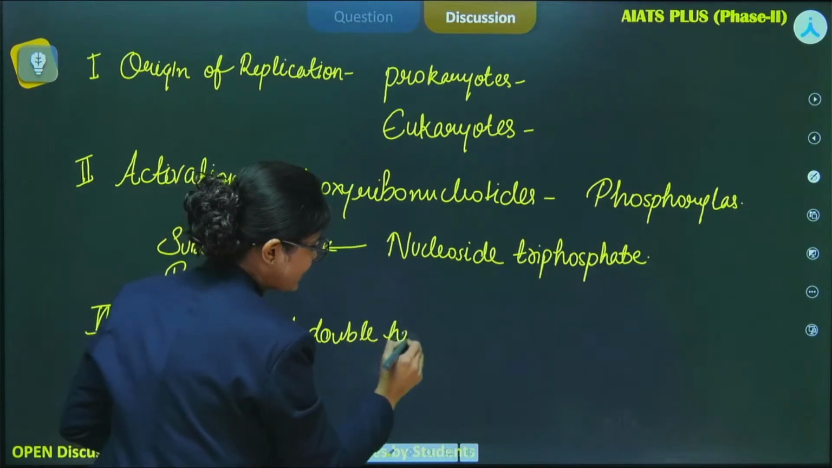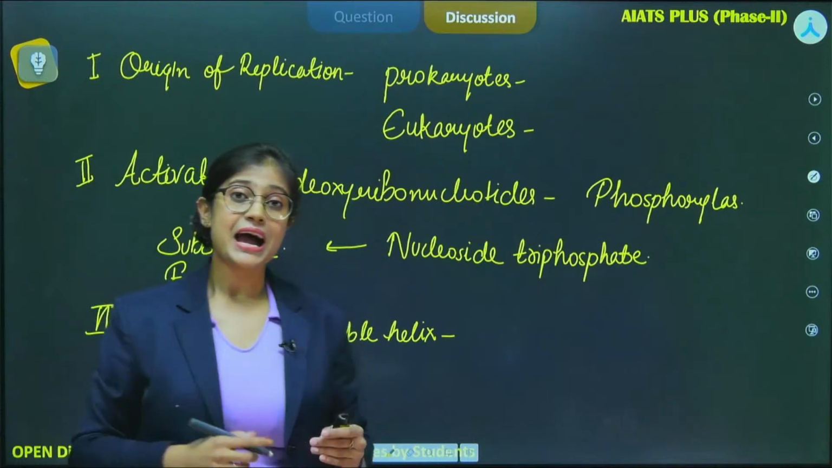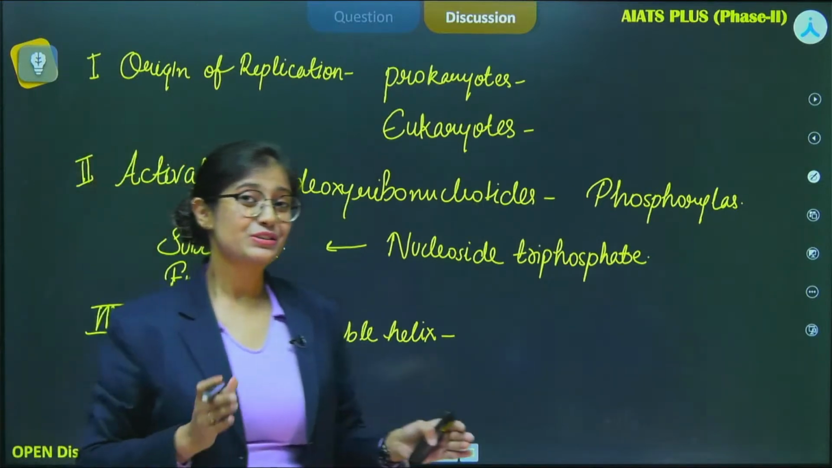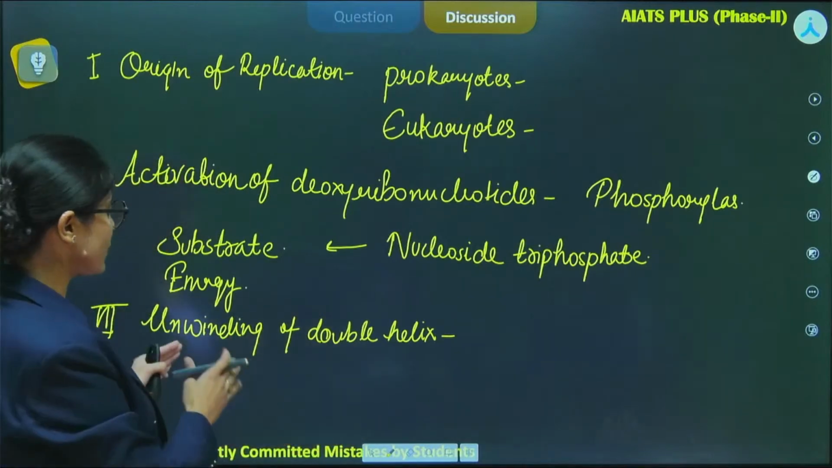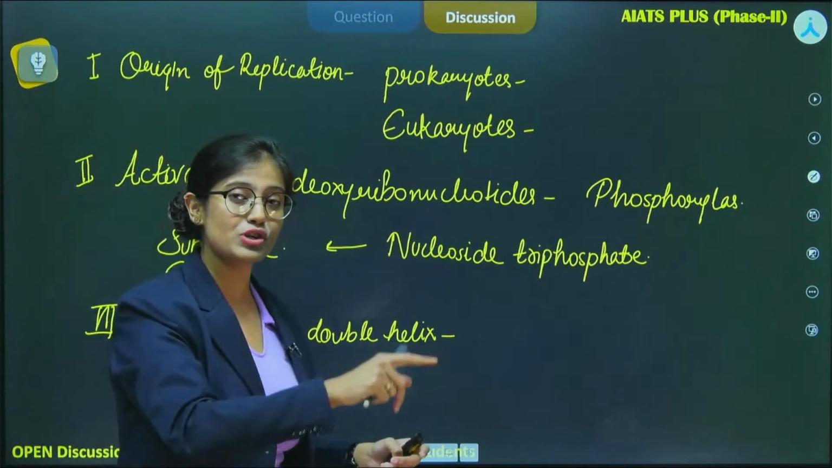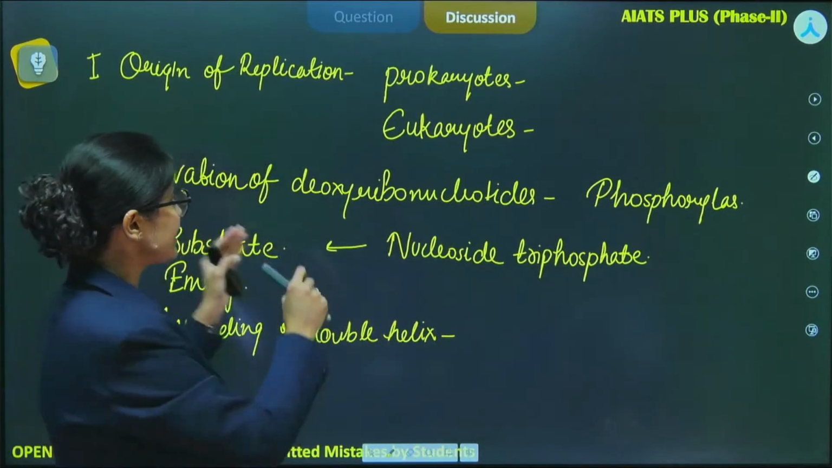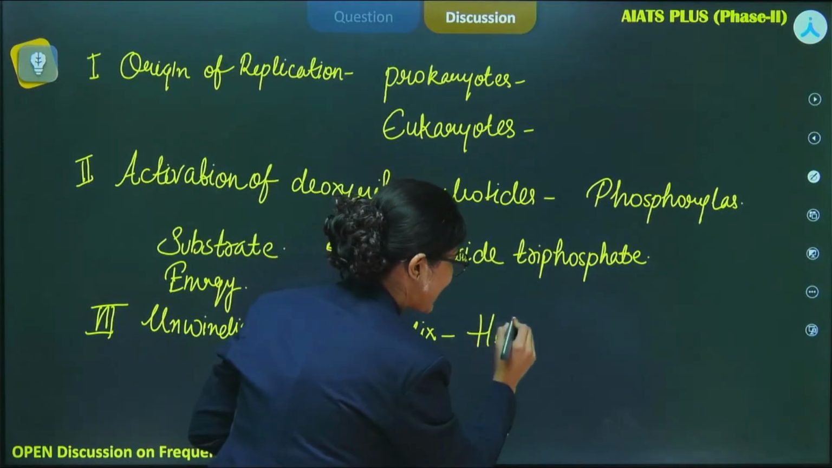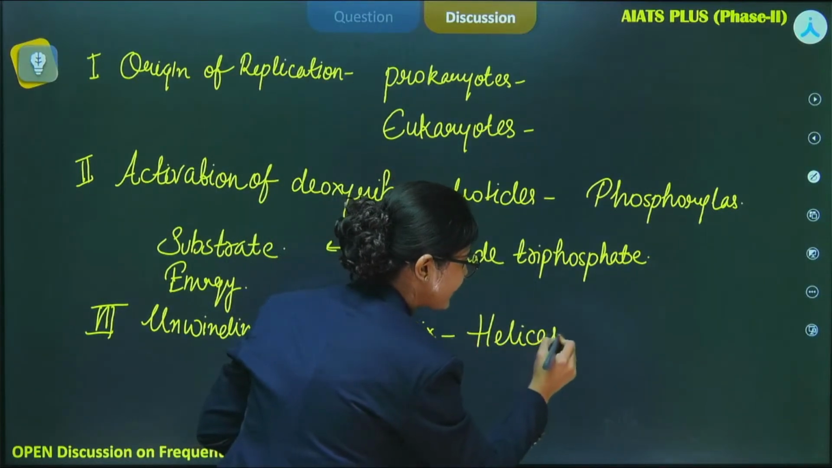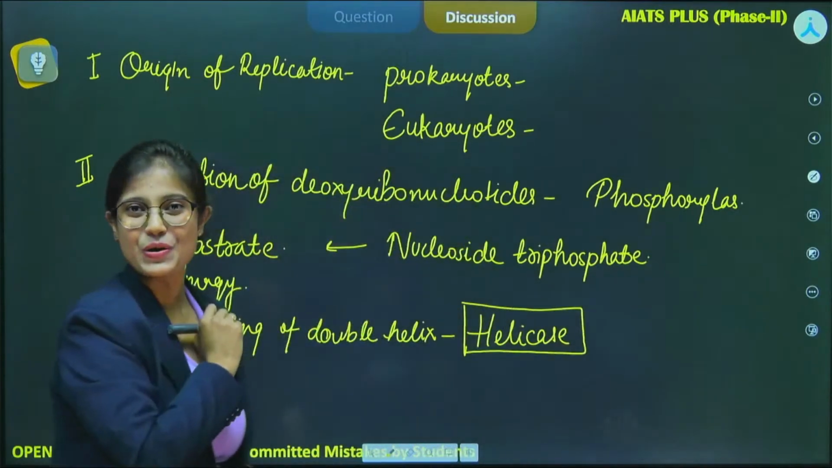Just in the previous question, I have told you about transcription, which enzyme is actually involved for the unwinding of the double helix during transcription, that is RNA polymerase. Now, if we talk about the replication process, here the enzyme involved is helicase. Please remember these things, okay?